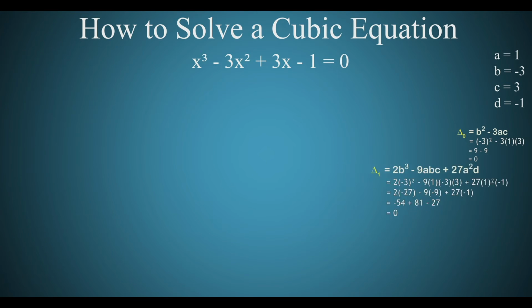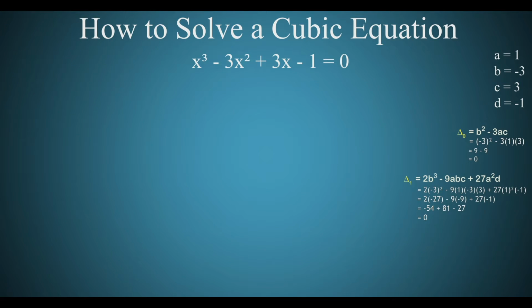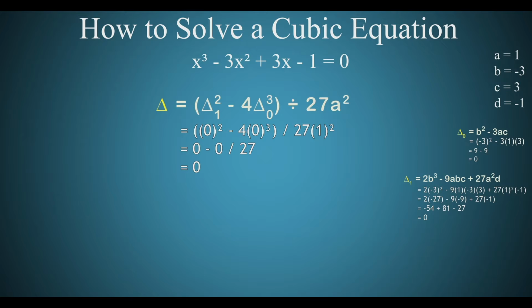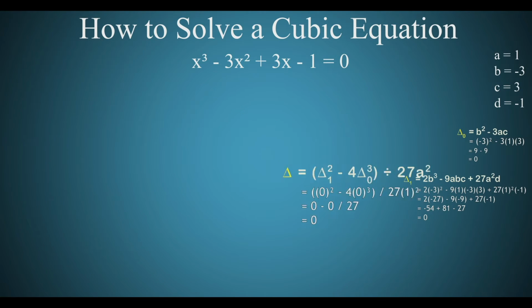And so, in the final part, we can see delta itself. As mentioned before, delta was delta 1 squared minus 4 delta naught cubed, all divided by 27a squared. Since pretty much everything is a 0, delta is equal to 0 as well.